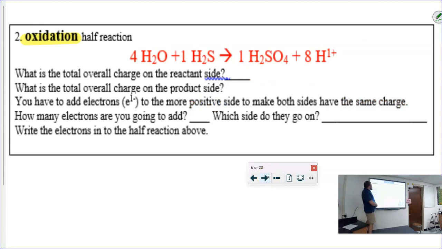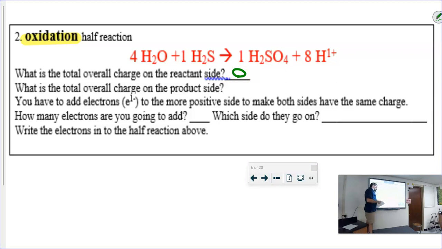So same kind of thinking. I have a half reaction. I've got a reactant side. I've got a product side. Let's do some math. What is the total overall charge on the reactant side? Well, I've got water. That's neutral, 0 charge. I've got H2S. That's neutral, 0 charge. So when I add those up, I get nothing. How exciting. My total charge is 0.